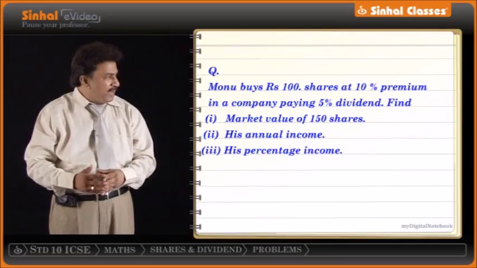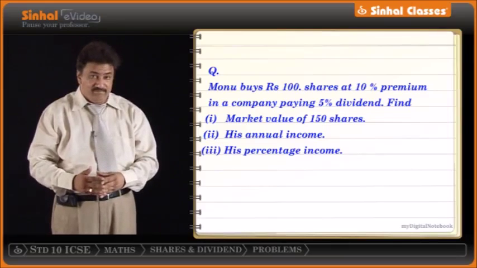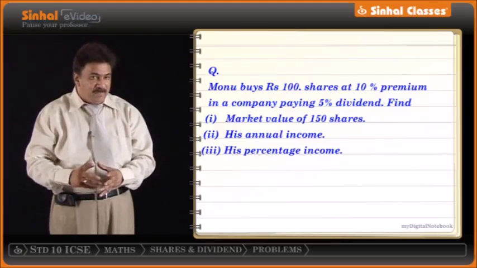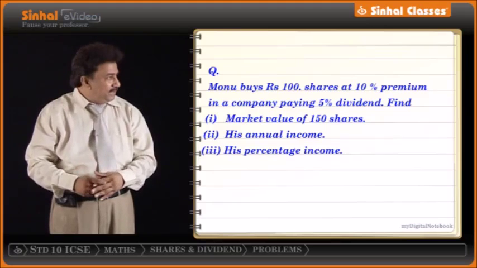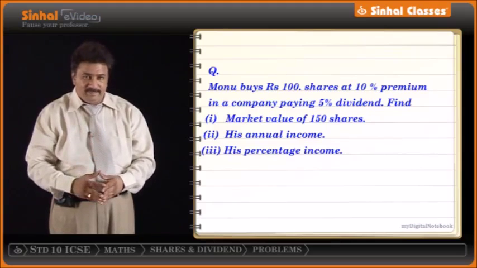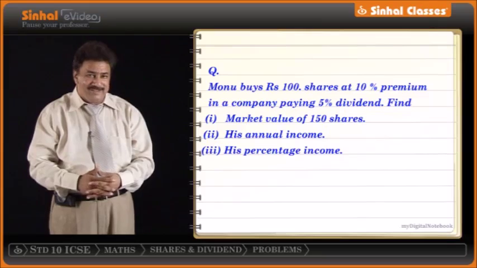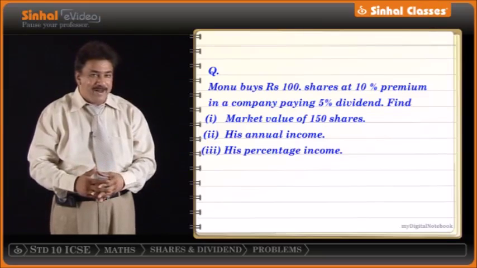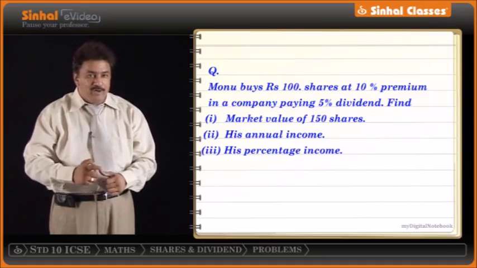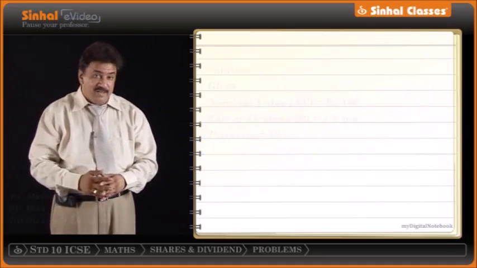Find the market value of 150 shares. Second part, find his annual income. And the last part, find percentage income. So this question is divided into 3 parts. Let's see the first part first. Finding the market value of 150 shares. In short, Monu has got 150 shares.